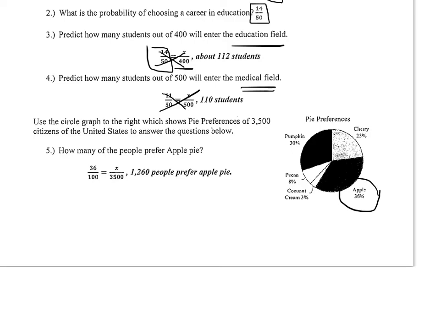It's 36%, remember? 36 is out of 100, that's percent. I set up a proportion. So I multiply 36 times 3,500, divide by the number with x, 100. So about 1,260 people would prefer apple pie.